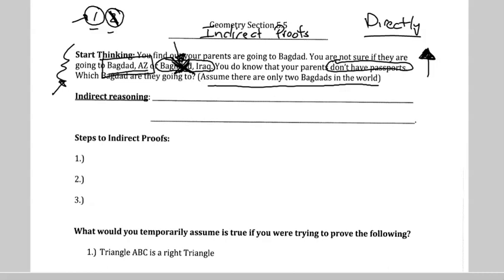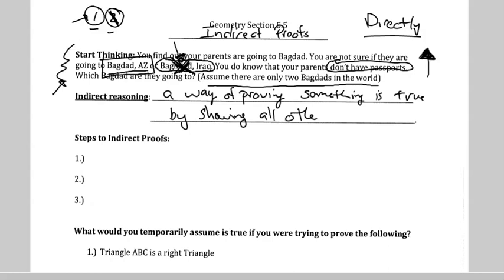So the only other option is that they're going to Baghdad, Arizona. So indirect proof, indirect reasoning, is a way of proving something is true by showing all other options are not possible.